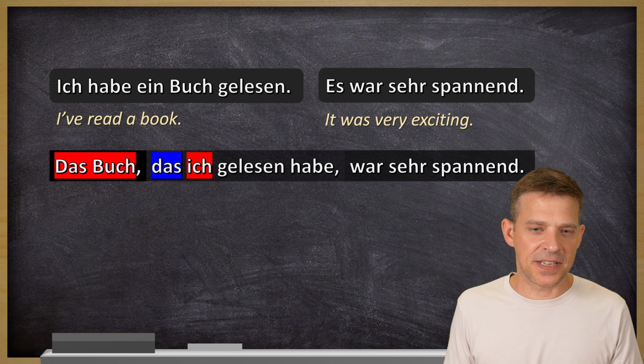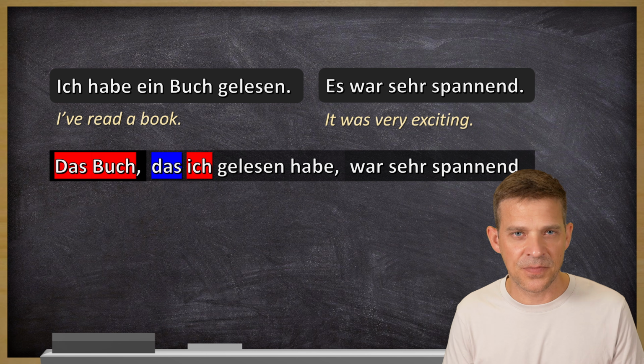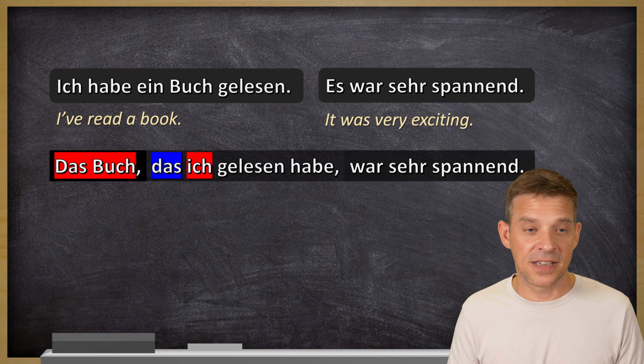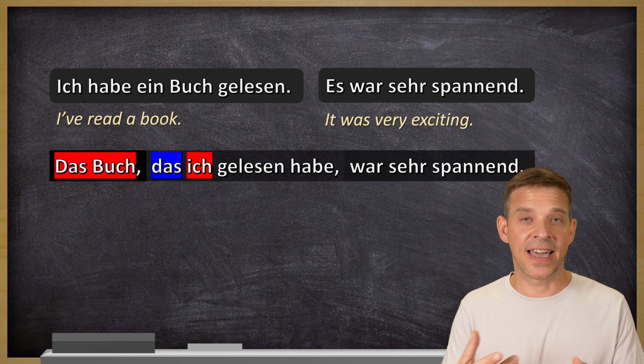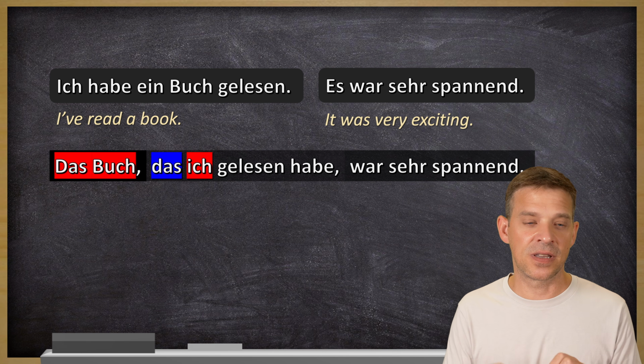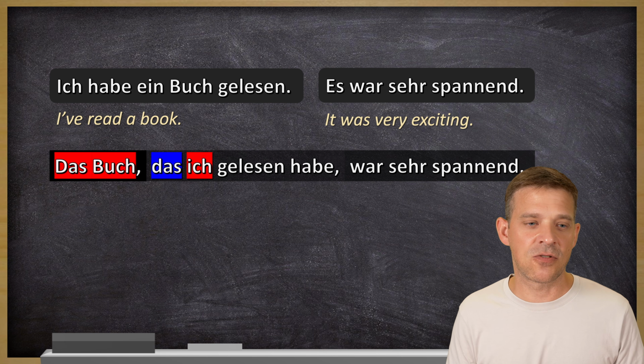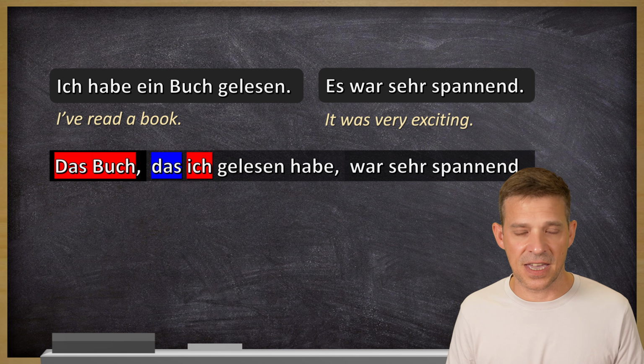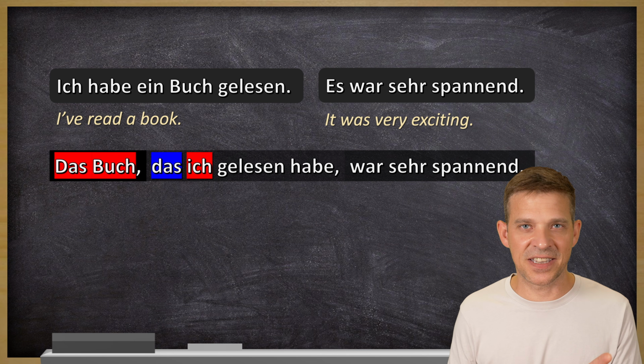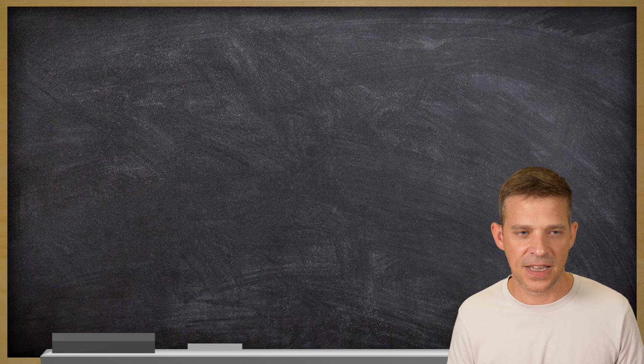Here, in terms of cases, das Buch war sehr spannend. Das Buch is the subject of the main clause. And for the relative clause, das ich gelesen habe, again, ich is the subject, nominative case. Lesen, etwas lesen, lesen plus Akkusativ, therefore, das is in accusative case. Even though you can't actually see it, nominative and accusative are the same for neuter nouns. Das Buch, is it the same?